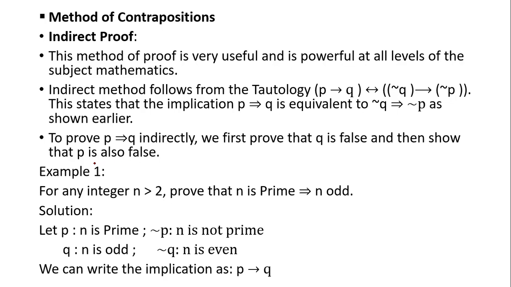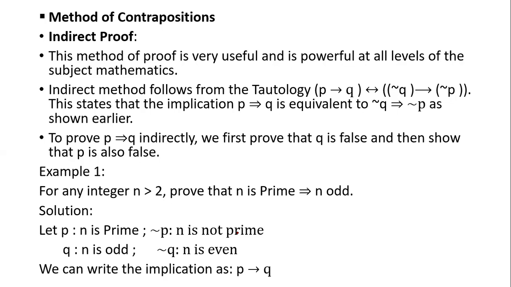Now let's look at an example. For any integer n greater than 2, prove that n is prime implies n is odd. So we are going to prove that if n is prime, then n is also odd, for any integer greater than 2.